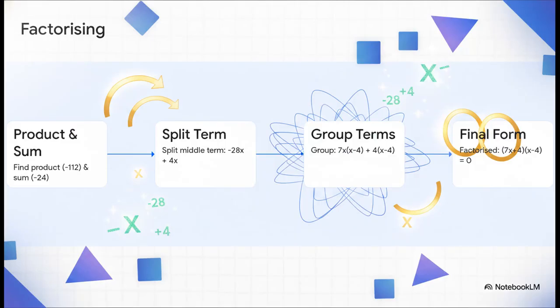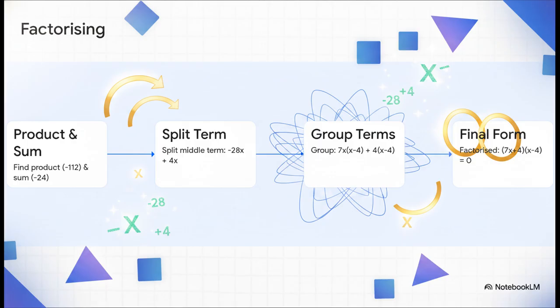So here is how we actually apply this grouping method. We multiply our first and last coefficients. 7 times negative 16 gives us a product of negative 112. We need two numbers that multiply to negative 112 but add up to our middle term, negative 24. A quick logical check reveals those numbers are negative 28 and positive 4. We rewrite the middle term using these, giving us 7x squared minus 28x plus 4x minus 16.